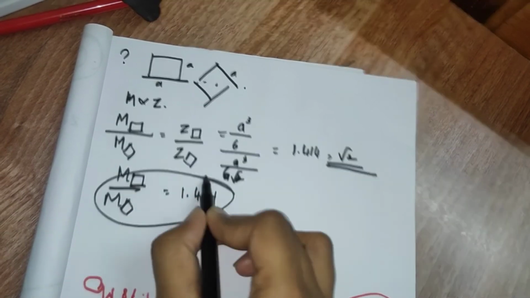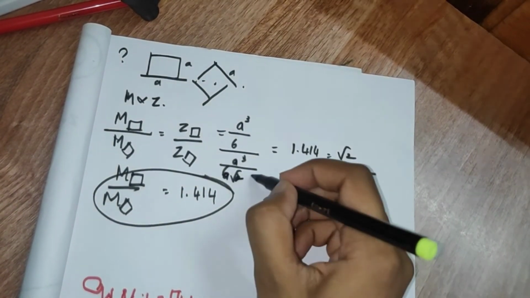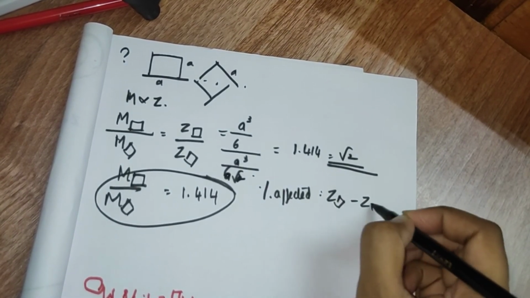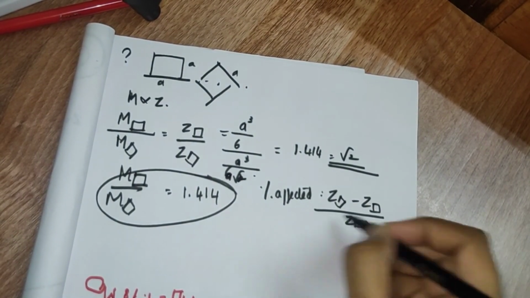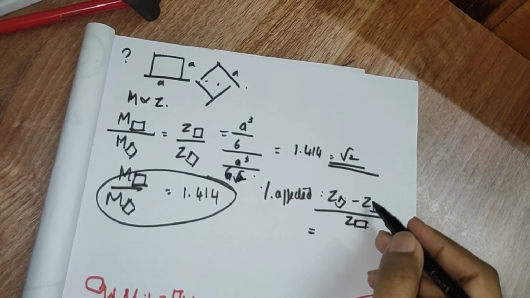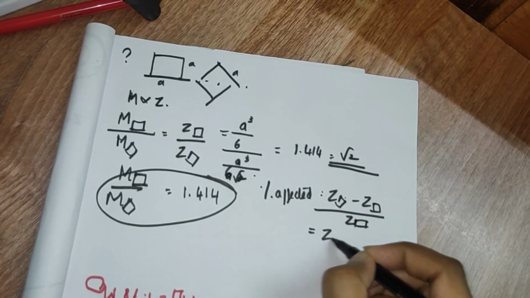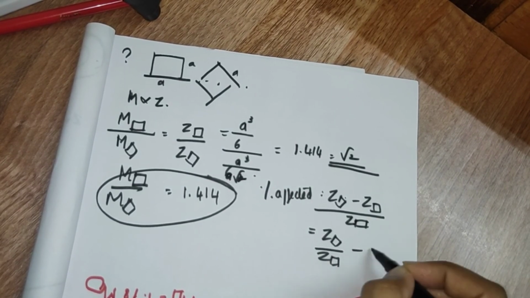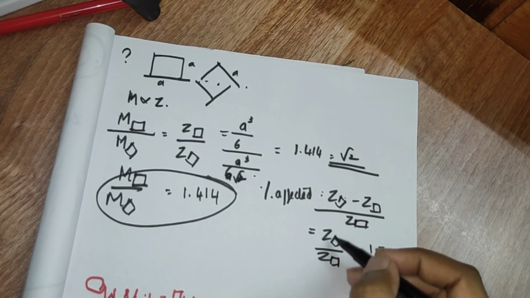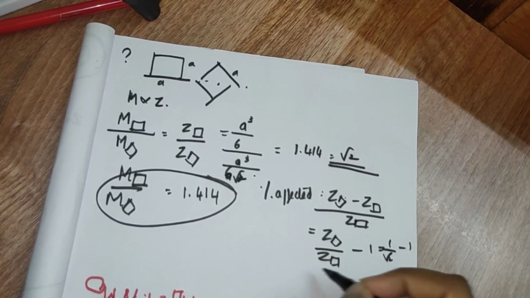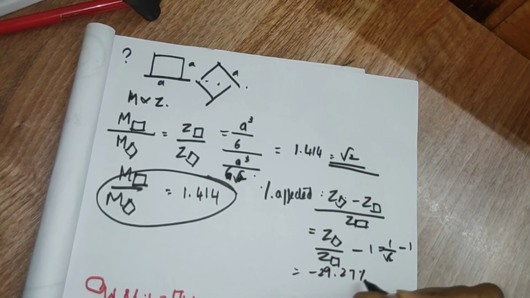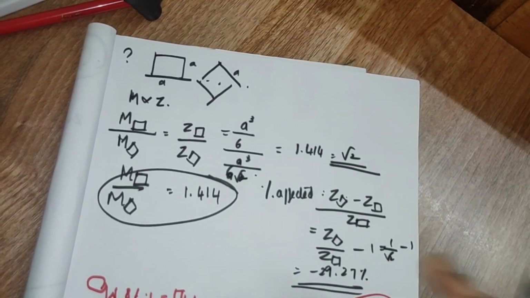They have asked how much percentage it has been affected. To find this percentage, we take sigma rhombus minus sigma square divided by sigma square. So sigma rhombus divided by sigma square minus 1. What I am getting is 1 by root 2 minus 1. After solving I am getting minus 29.27%. So it is getting decreased by this percentage.